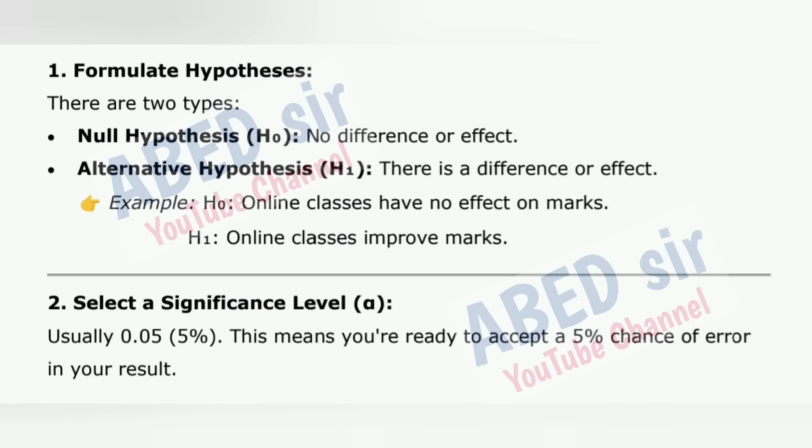Formulate hypotheses. There are two types. Null hypothesis, H0: no difference or effect. Alternative hypothesis, H1: there is a difference or effect. Example: H0: online classes have no effect on marks. H1: online classes improve marks. 2. Select a significance level, alpha. Usually 0.05, 5%. This means you are ready to accept a 5% chance of error in your result.